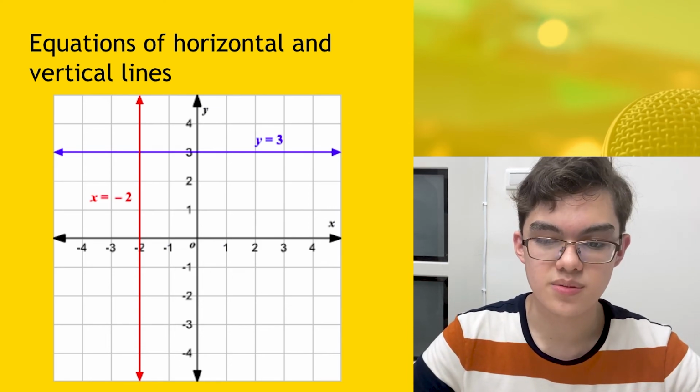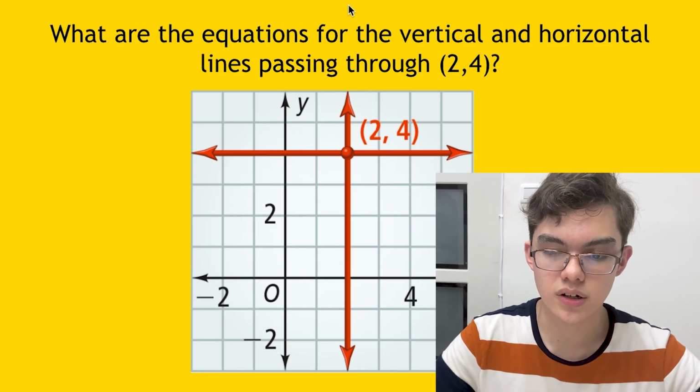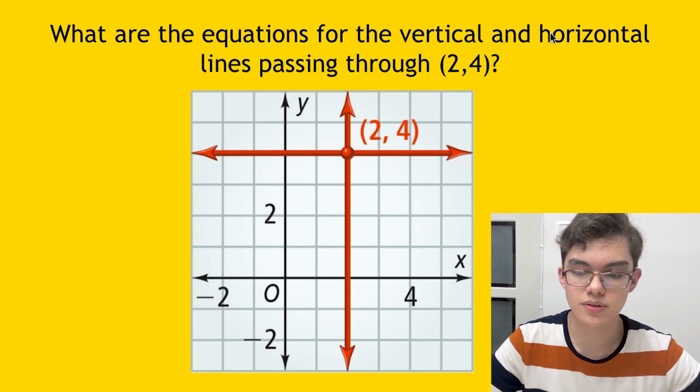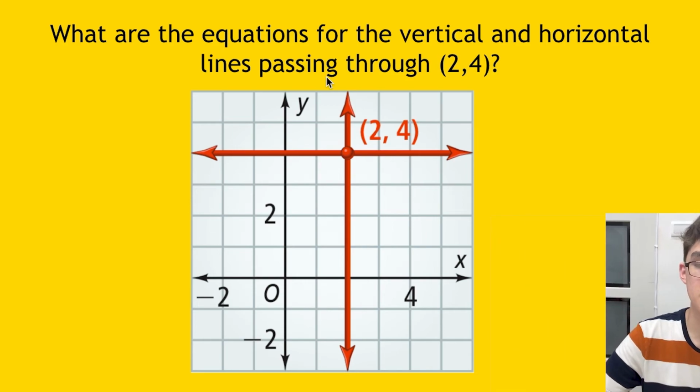Okay, so here's a practice problem for you. What are the equations for the vertical and horizontal lines passing through 2, 4? I'll give you a moment.